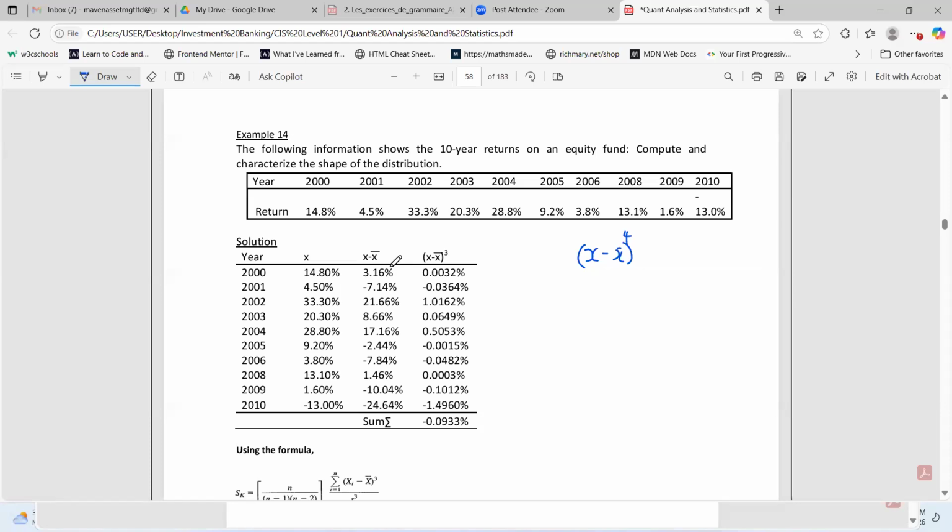3.16 raised to power 3. Are you sure? Did you put your percentage sign? 3.16 divided by 100. So the answer we got, we did a cube of it. Then we moved 2 zeros. Then we add this answer.